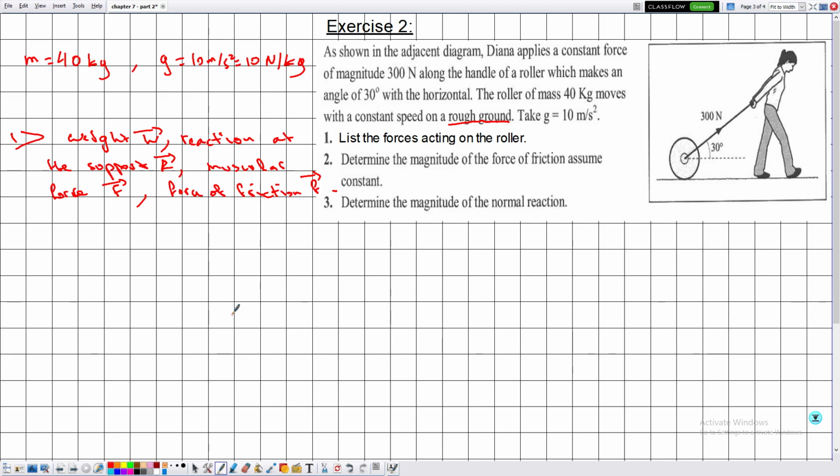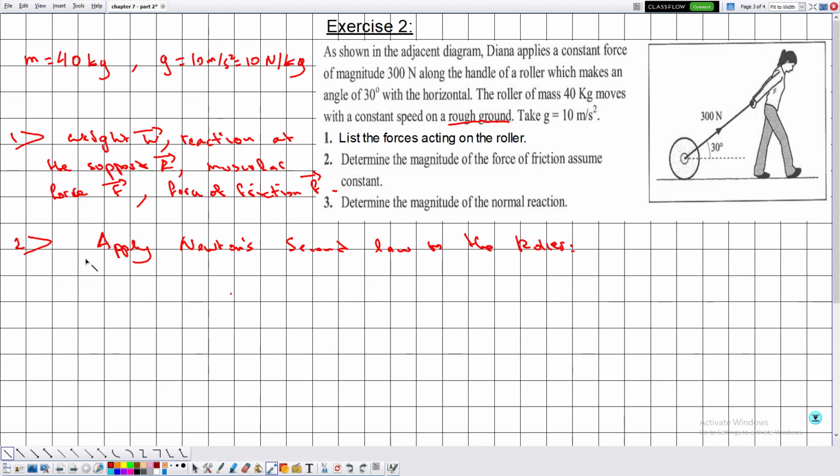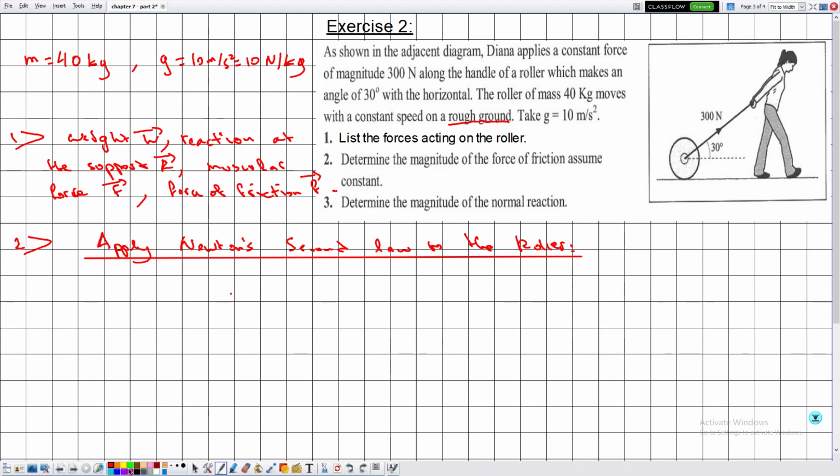Now in number 2, we need to determine the magnitude of the force of friction, assumed to be constant. So for sure this can be done by applying Newton's second law to the roller. And this is very important because I have specified the roller. Later in part 3 or 4 probably I will talk about it, because we can apply Newton's second law to several objects, and here we must follow several steps in order to determine the magnitude of the force.